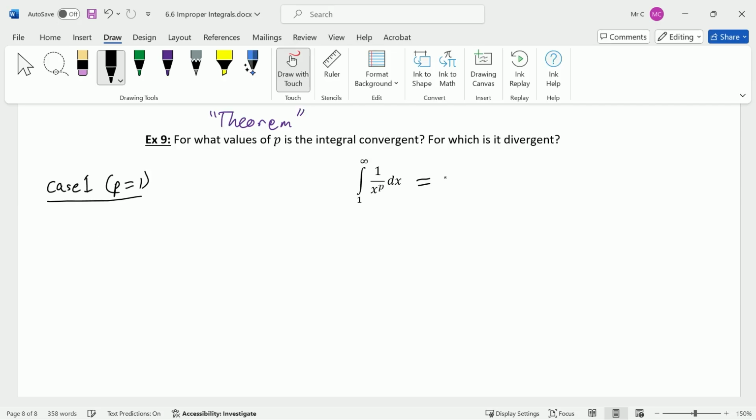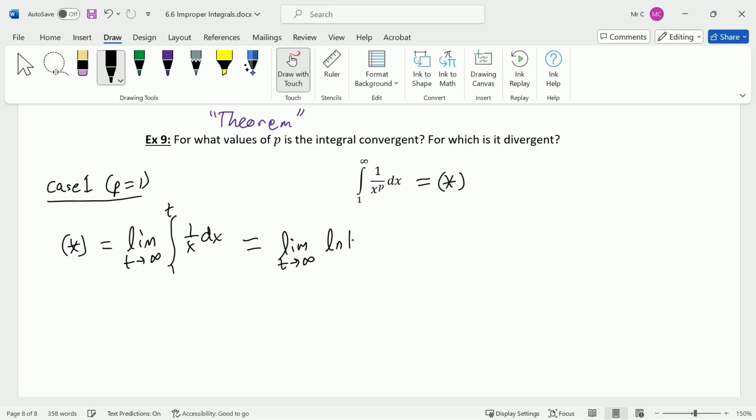So I'm going to call this star, my integral, because I don't want to have to rewrite it for every case individually. So star becomes the limit as t goes to infinity of the integral from 1 to t of 1 over x dx. And since we've already looked at this one twice at this point, I'm going to skip straight through all the simplification. We get the limit as t goes to infinity of ln of the absolute value of t, and that's infinity. So that implies that the integral diverges for p equals 1.